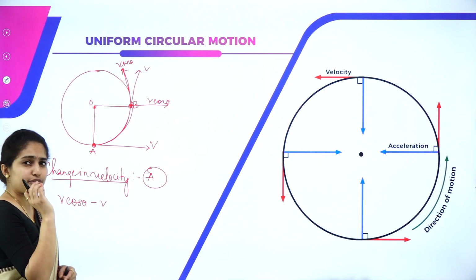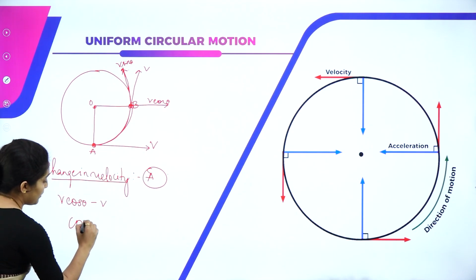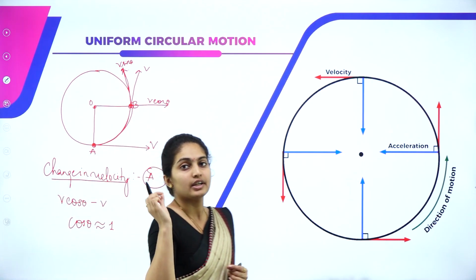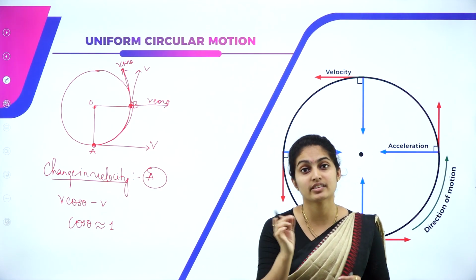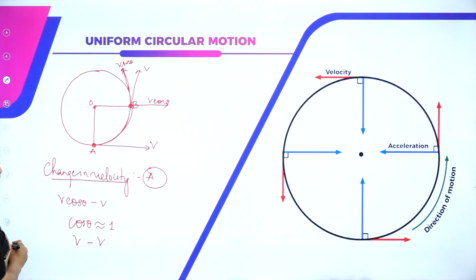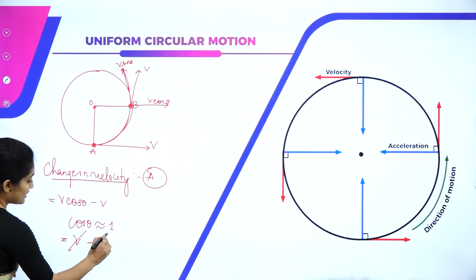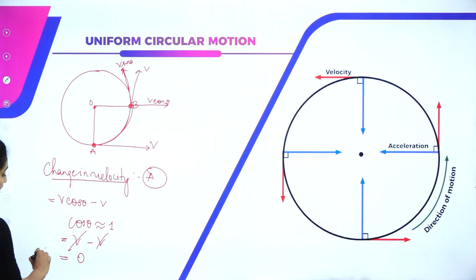Suppose the angle made is very, very small. Then cos theta becomes approximately equal to 1. So now we have V minus V. This is the change in velocity. Positive V cancels with negative V, so we have the change in velocity to be 0. Delta V, or change in velocity, is said to be 0.